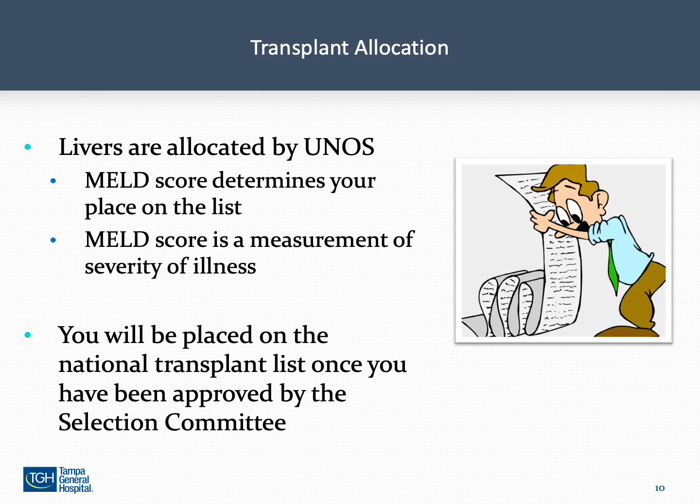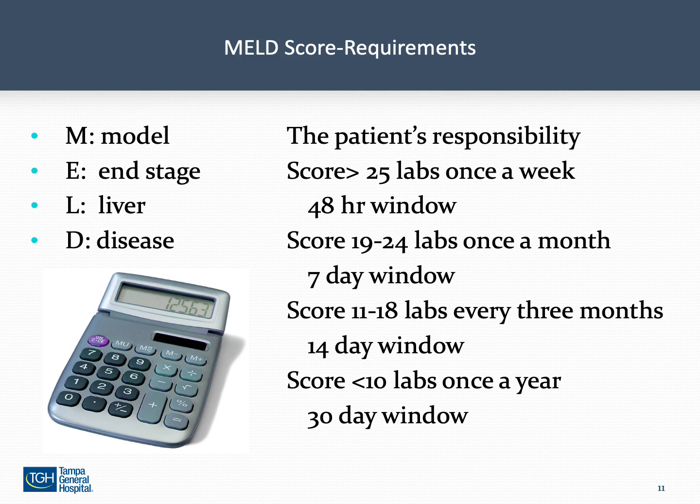Livers are allocated by UNOS. Your MELD score determines your place on the list. MELD score is a measurement of severity of illness. It includes bilirubin, PT/INR, creatinine, albumin, sodium, with exception for certain disease process. Lab frequency will be determined by how high your MELD score is.